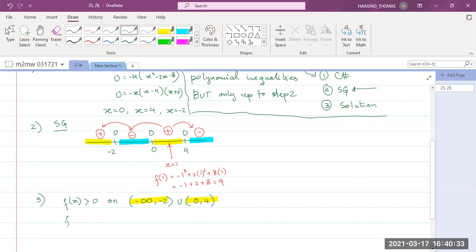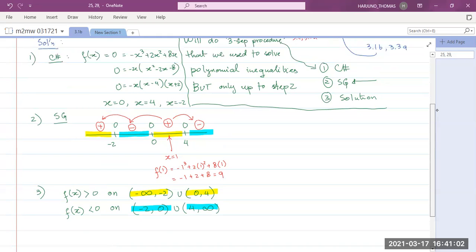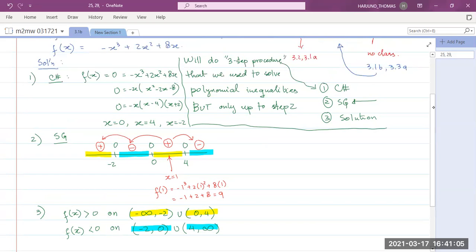f(x) is negative on the interval from -2 to 0 union 4 to infinity. Okay, I hope you are following me with my writing here. Let's copy this down first so that you can see the details once I start doing the graphing. Okay, I'm about to graph this.